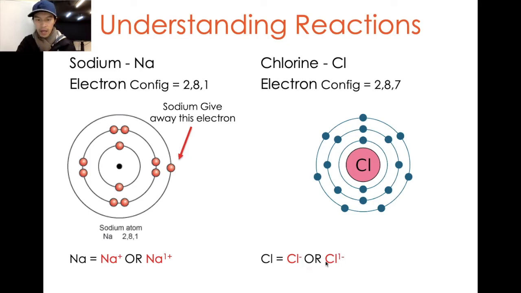By the way, minus and 1 minus mean literally the same thing. It's just that scientists got a little bit lazy. Rather than writing 1 minus every time, they just wrote a minus, okay? So they're interchangeable for 1. When it's 2, it becomes 2 minus and so forth. But in this case, you really only need to know the 1, okay?